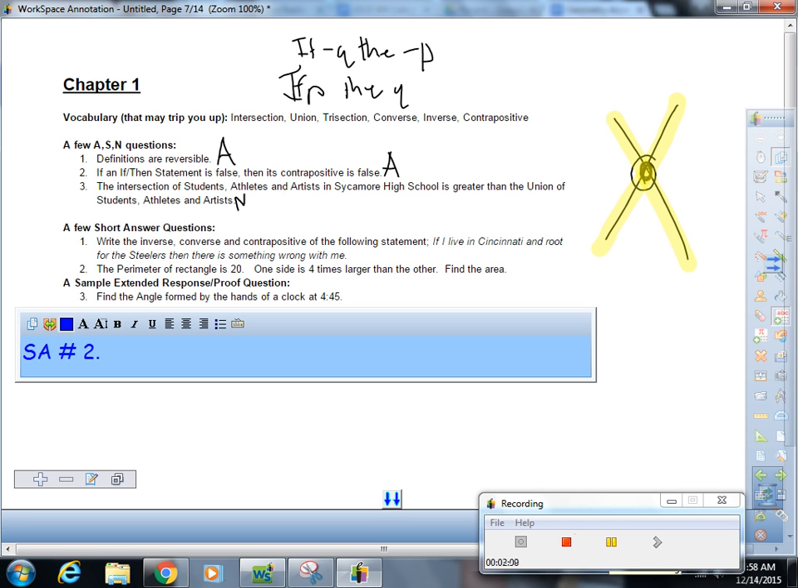Please stop it for a sec. I lost my spot on the page. Okay, I found it.